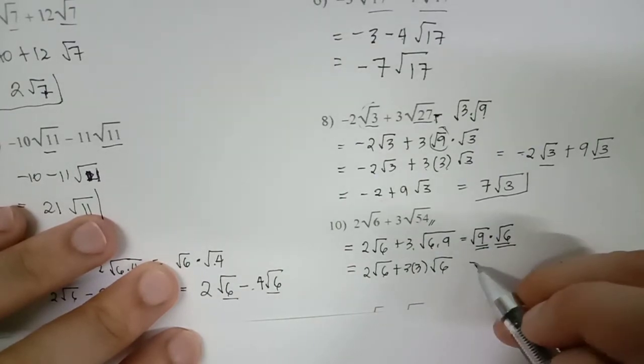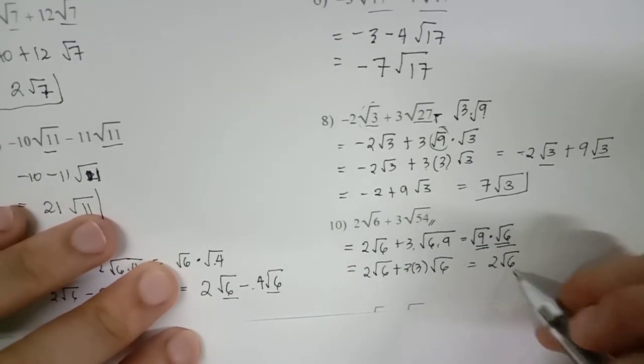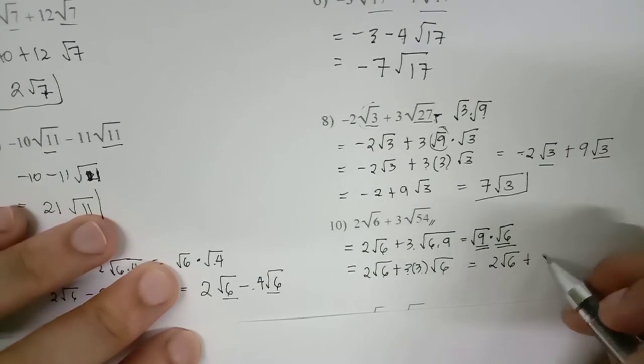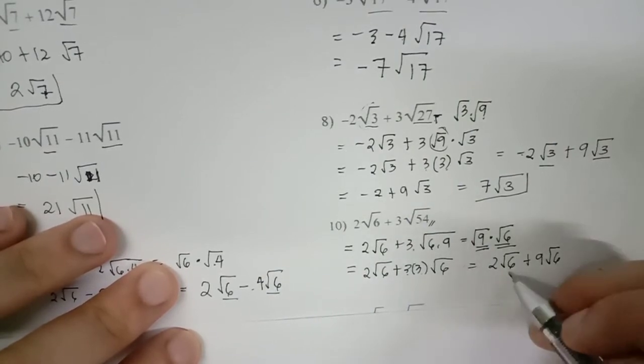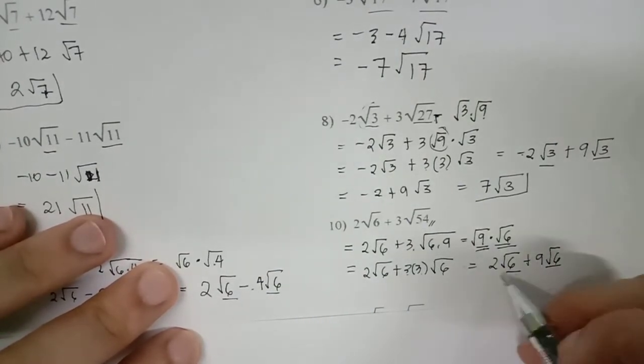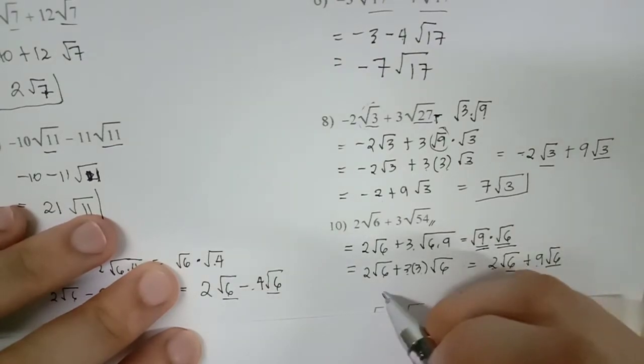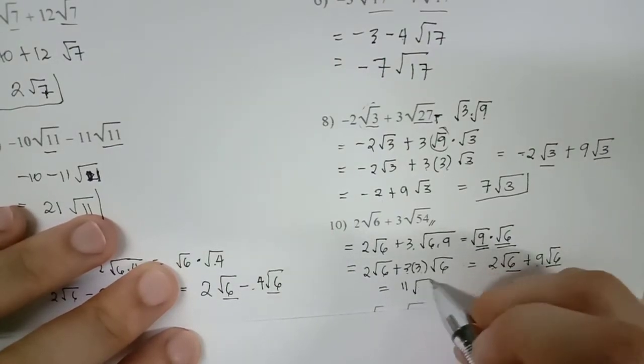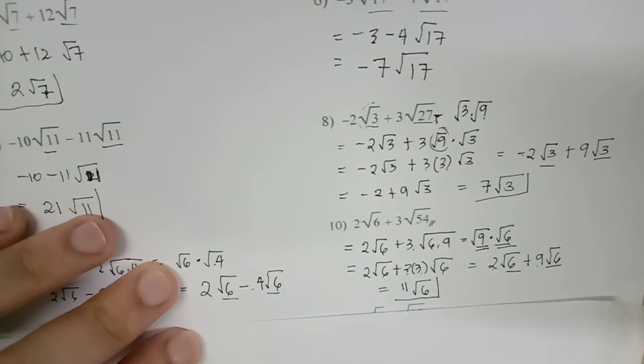So, we have this one, which is 2 square root of 6. 3 times 3, 9 square root of 6. So, parehas na po sila ng terms. So, we have 2 plus 9. So, that is 11 square root of 6. Kaya po, ayan po yung magiging sagot.